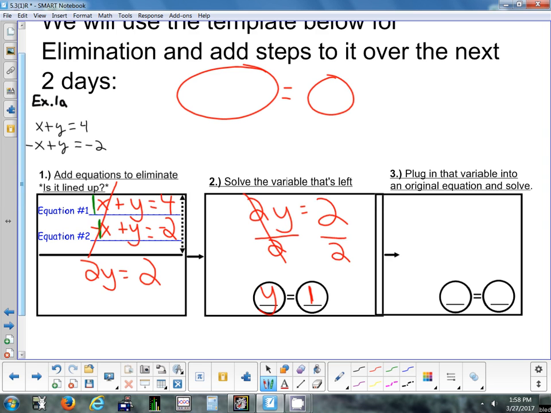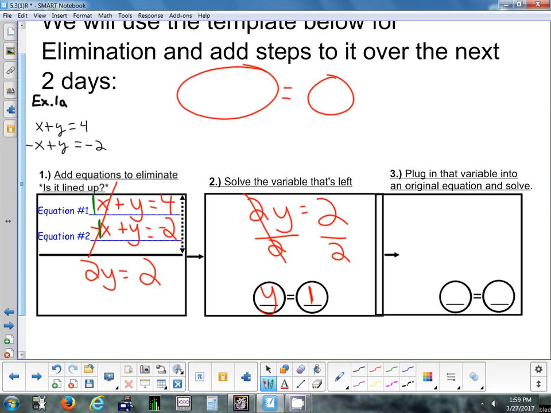Now, I already solved for 1, but just like we did with graphing, just like we did with substitution, I have to solve for 2 variables, right? Because there are 2 variables in every equation when it's a system. Aiden, what's it say here? Plugging the variable into an original equation and solve. So plug that variable, this y, into an original equation and solve.